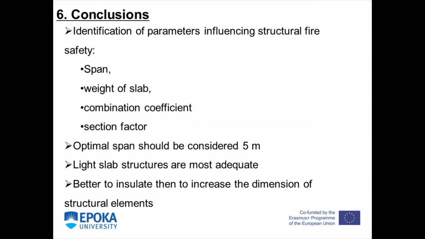In conclusion of this presentation, we have identified the parameters influencing structural fire safety, that is span, weight of slab, combination coefficient, and section factor. Optimal span should be considered 5 meters. Light slab structures are most adequate. It is better to insulate than to increase the dimension of the structural element.